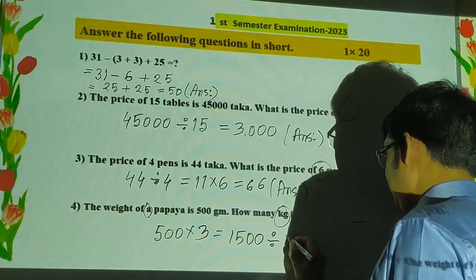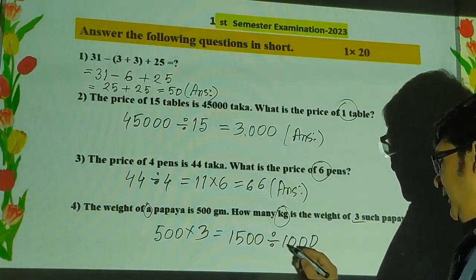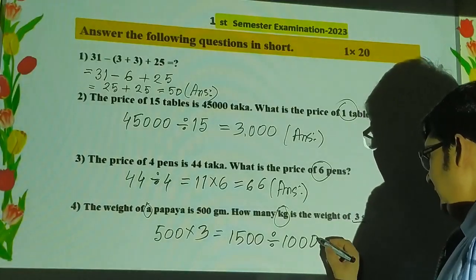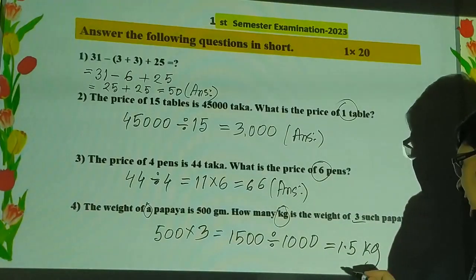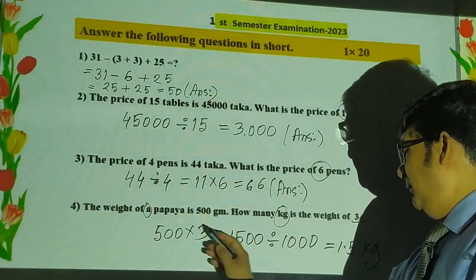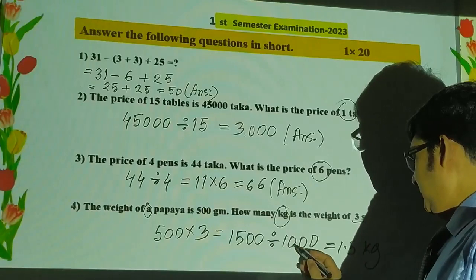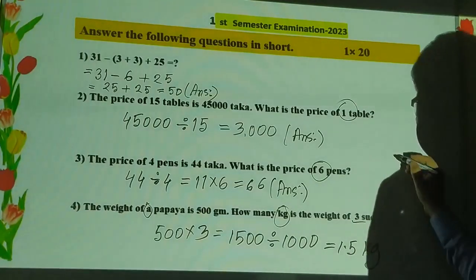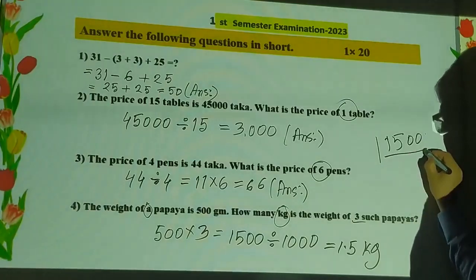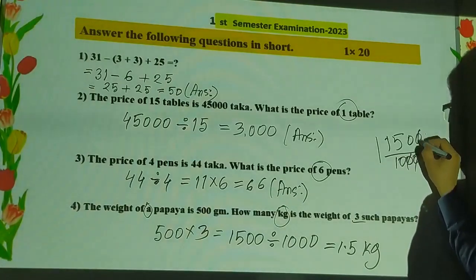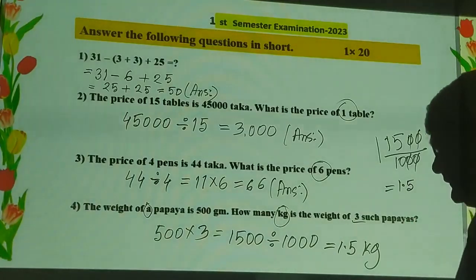Okay. So how many kg is our requirement? So divide by 1000. Because when you divide this gram result by 1000, it will be kg. So it will be 1.5 kg, right? You see, this is our gram, multiplied by 3 papayas is 1500 grams, and if we divide these grams by 1000, it will be 1.5. You see, 1500 by 1000, so cut this. 15 divided by 10 will be 1.5. This is our kg. Okay, my students, this is done.